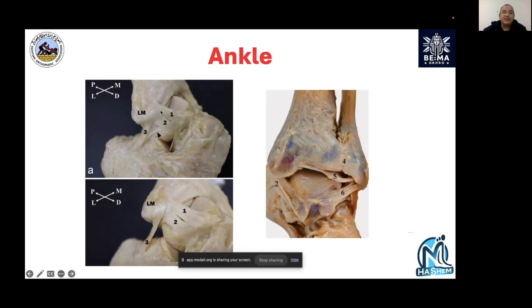And when it stresses the ATFL, this is the time when you get a lateral ankle sprain. Because ATFL is a weak ligament, easily sprained, and it is under tension when you put the heel into varus with plantar flexion.